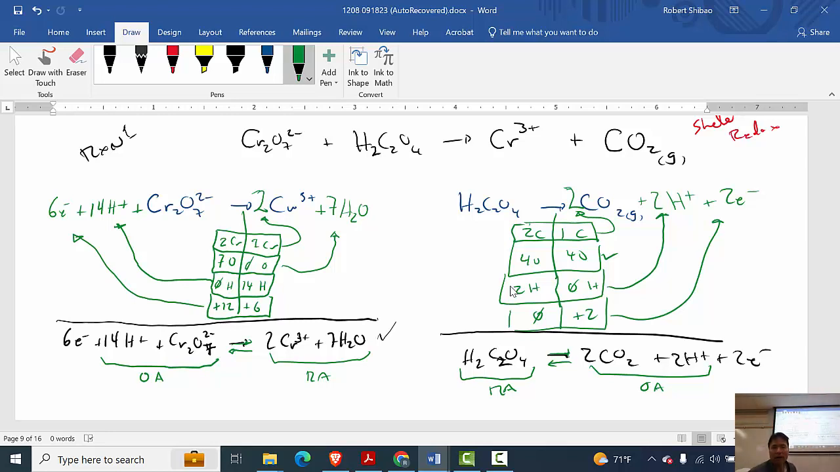Let's check if it's balanced. So I check charge and atom balance. Let's do atoms first. 2 hydrogens, 2 hydrogens, 2 carbons, 2 carbons, 4 oxygens, 4 oxygens. Atoms are balanced. Charge balance, 0 on the left, CO2 0, plus 2, minus 2, 0.